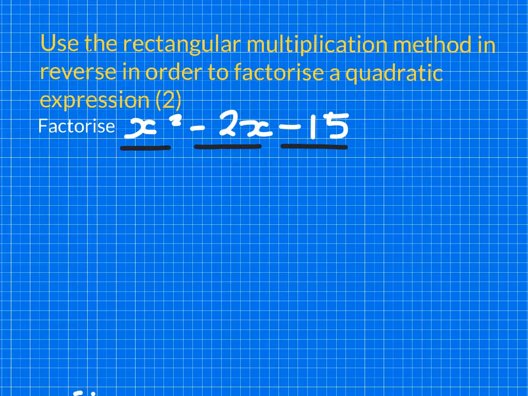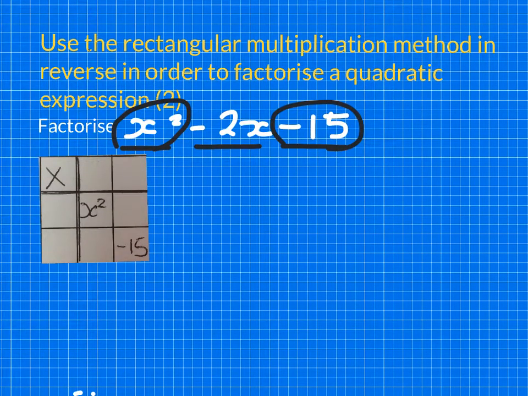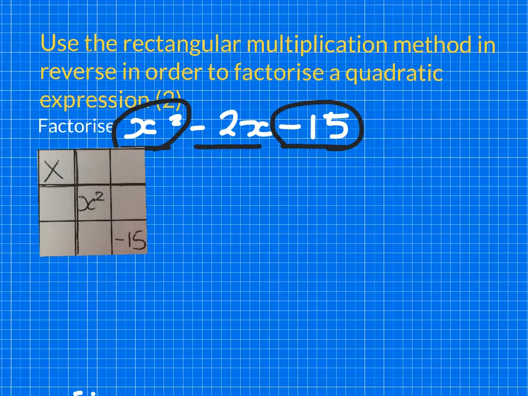In order to factorize, we first of all need to draw ourselves up a rectangle, and we can already put in the x squared term and the minus 15 term. So those are the four elements that have to add up together to make x squared minus 2x minus 15.